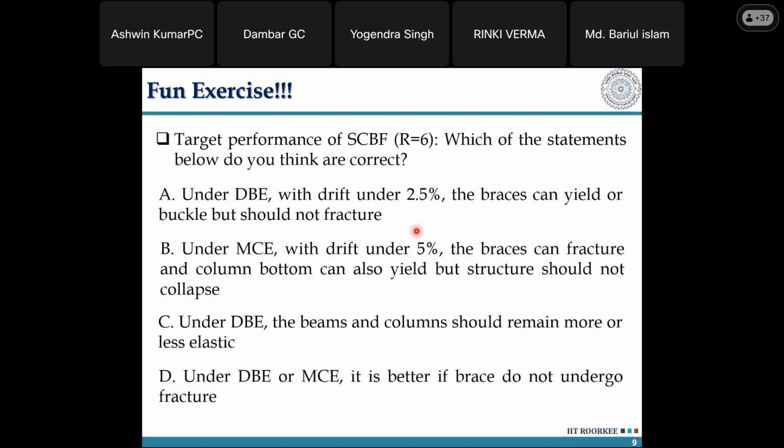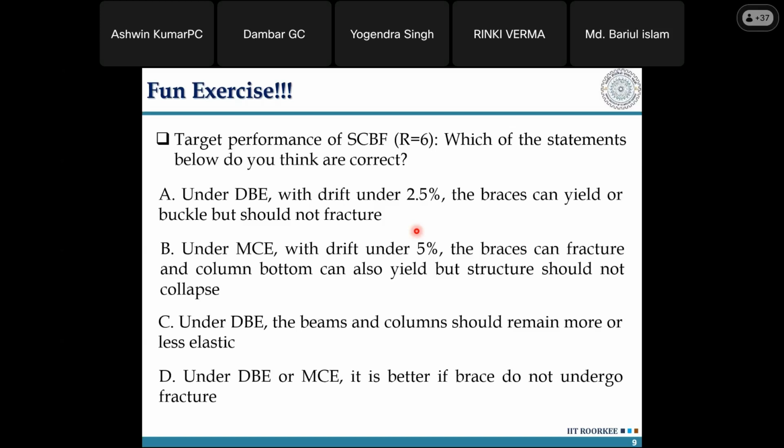So under MC, what is the criteria? The drift should be under 5%. When you do time history analysis with 11 ground motions, you find the interstory drift ratio and average it out across all the floor levels, and the value should be less than 5%.